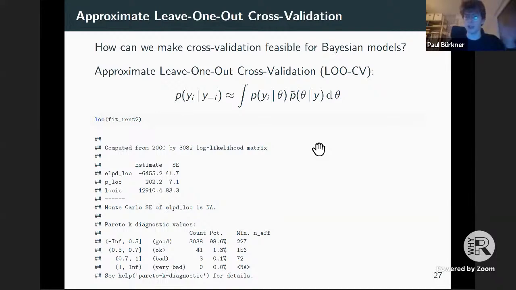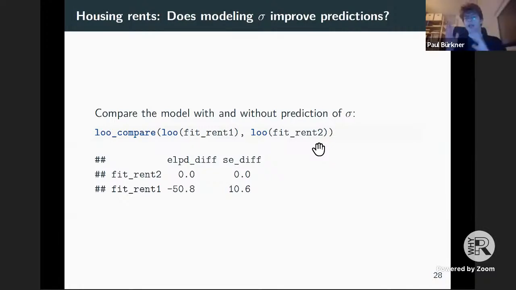So we can do that for our two rent models that I showed a couple of slides ago. And then we can compare the two models with each other based on leave-one-out cross-validation. What we see here when running loo_compare in this case is that the first row always indicates the best model, and we are always comparing all models with the best model. That is because in the first row, we're comparing the best model to the best model. The difference and the standard error of the difference to the best model is 0. And then in the consecutive rows, we see the other models.